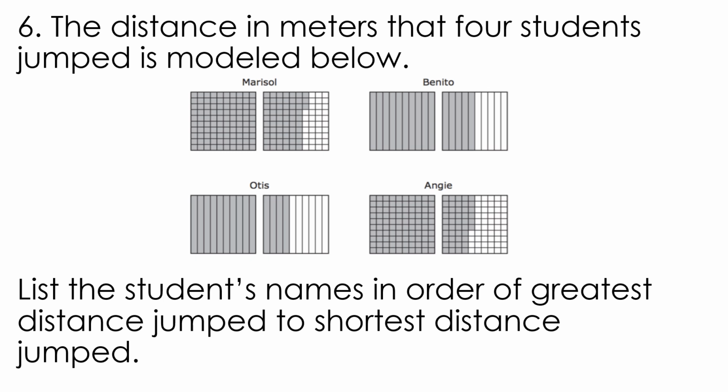All right, so we've got 4 students here, and they've each got their own little shaded grid. We're supposed to write out the students' names from the shortest distance to the, oh, sorry, I said that backwards. We're supposed to write them out in order of greatest distance jumped to shortest distance jumped, so longest to shortest. Okay.